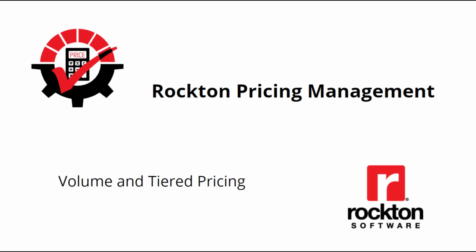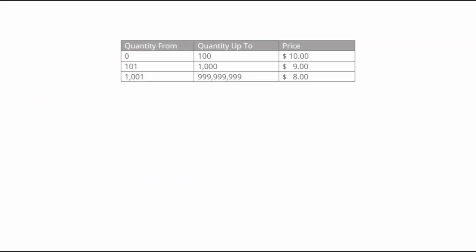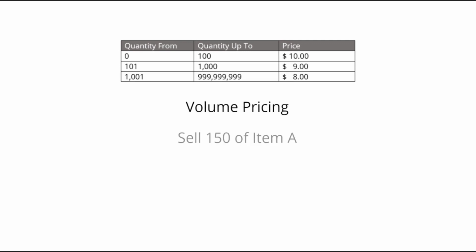pricing. With tiered pricing, you still price based on quantity sold, however, you may have more than one price calculated on a transaction line. For example, you might have the following quantity breaks created for item A. Now let's say you sell a quantity of 150 of item A on your transaction.